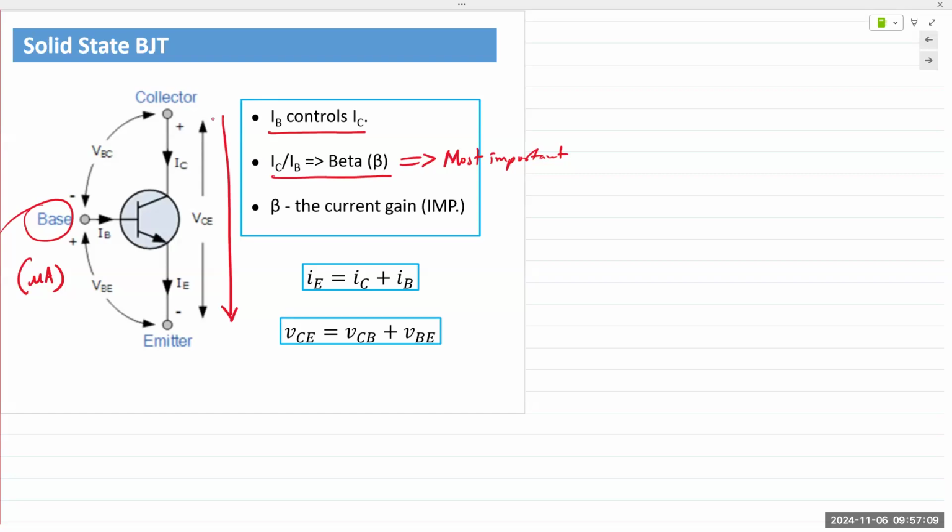Okay, that's the most important parameter. There are circuits that we design so that the varying parameters do not have much of an effect on the rest of the circuit. Okay, and that depends on the biasing that we create.